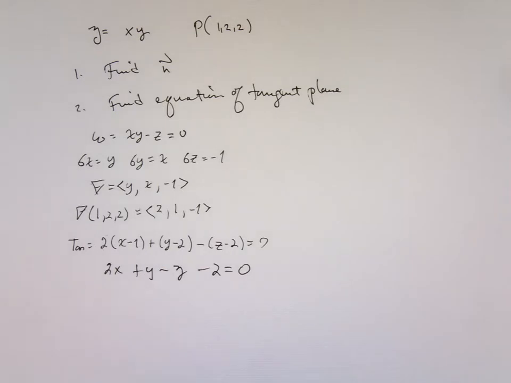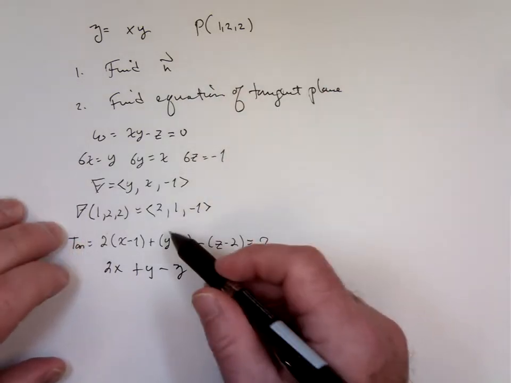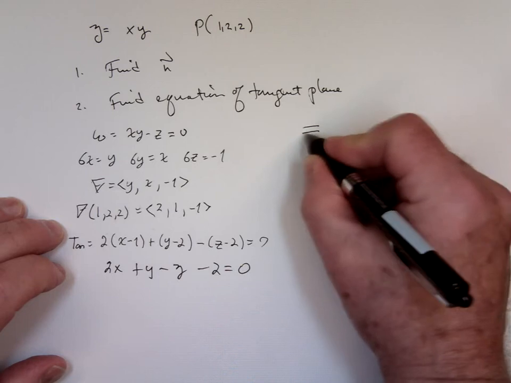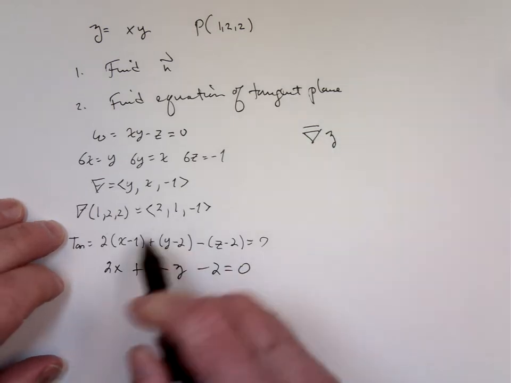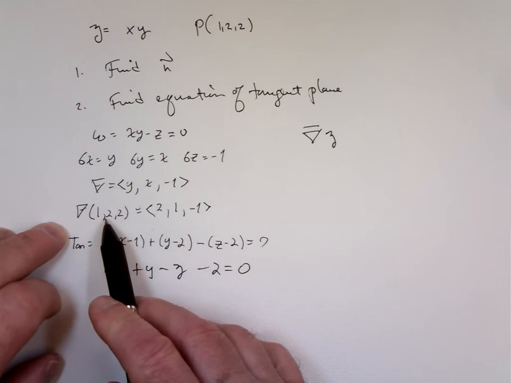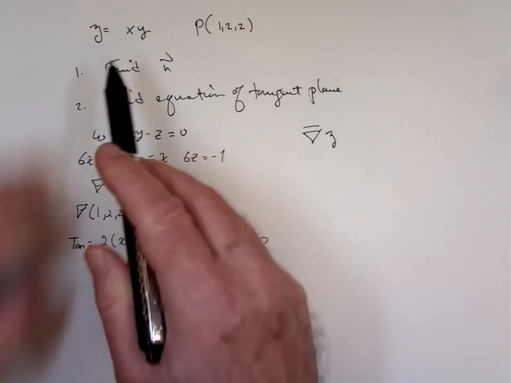Here's the question. We have a surface and a point. Let's do the question that Liam was asking. First of all, we know the gradient already. Actually, that was the gradient of W. We want the gradient of Z here. Okay, let's find the gradient of Z.